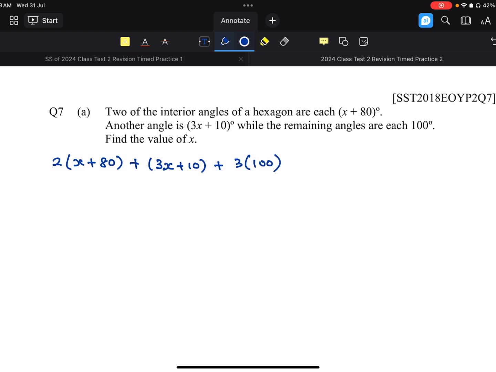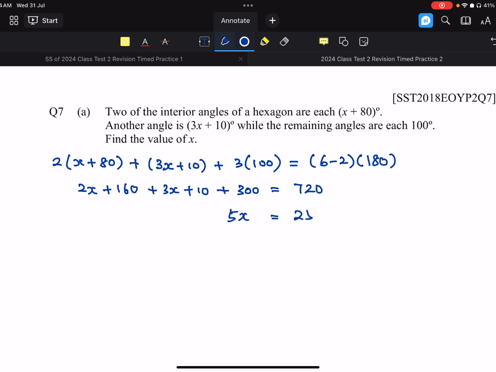So this is actually the sum of all the interior angles. And we know that the sum of interior angles is actually 6 minus 2, which gives us the number of triangles, times 180. So that's the equation that we can form. So we simplify this, we get 2x plus 160 plus 3x plus 10 plus 300 equals 720. Continue to simplify. We have 5x equals 250, x equals 50. Okay.